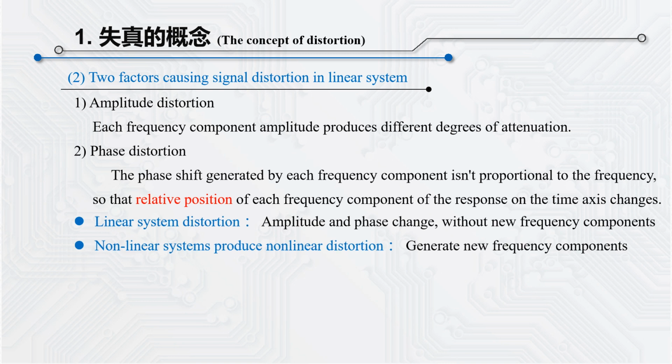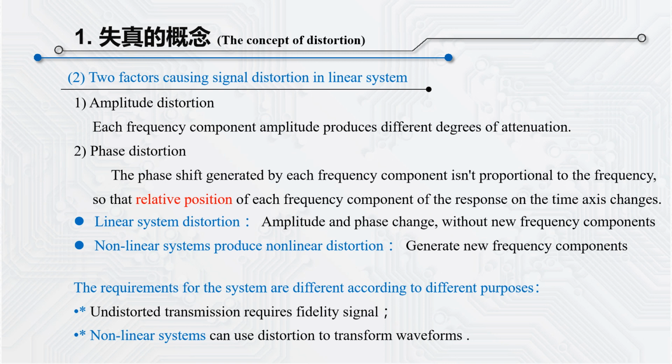So, the distortion of linear system is actually the change of amplitude and phase, but it doesn't produce new frequency components. While the nonlinear system will produce nonlinear distortion, which will produce new frequency components. In practical engineering, the requirements of the system are different according to different purposes. Fidelity signals are required for undistorted transmission. The nonlinear system applies distortion to transform the waveform.